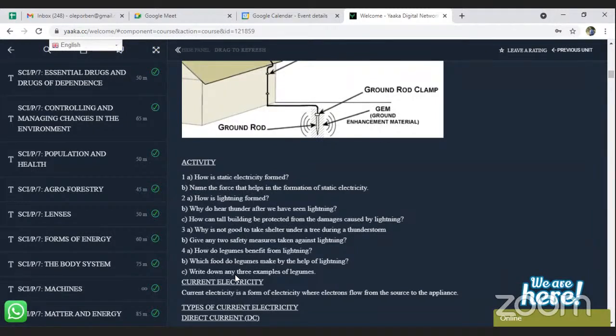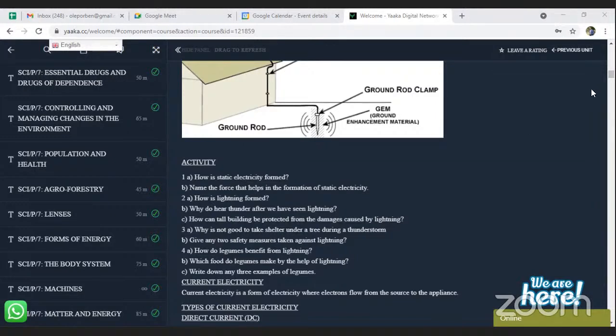Do you know, Shivani, how is static electricity formed? Static electricity is... okay. I didn't read about static electricity.